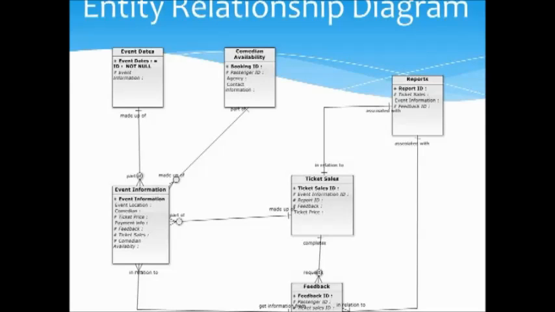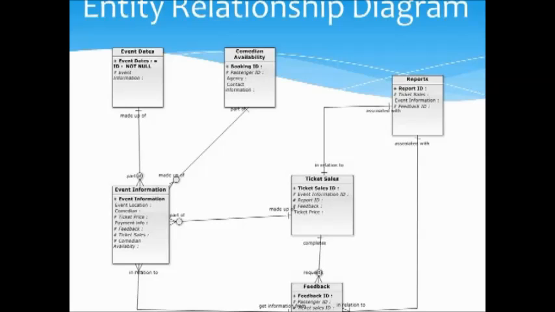As you can see here in my diagram, I've got event dates, and many events. There's only one event date to many event information. So event information could have a ticket price, feedback, ticket sales, comedian availability, etc. But there's only one event information to one event date. Similar to comedian availability, there are many comedians to one event information.